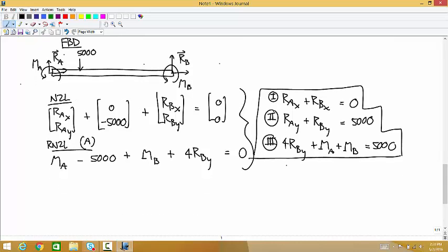So we have three equations and six variables. That's the RA vector, the RB vector, MA, and MB.